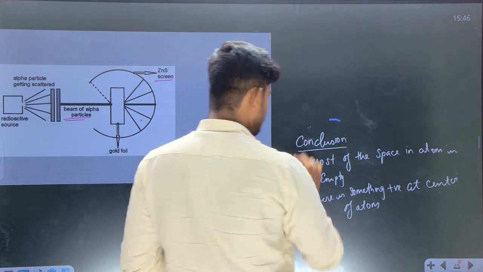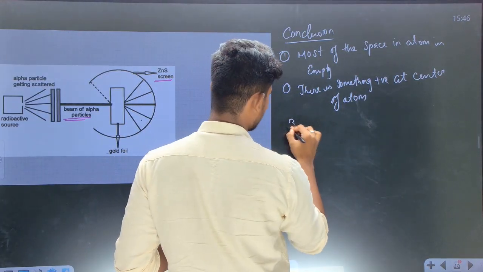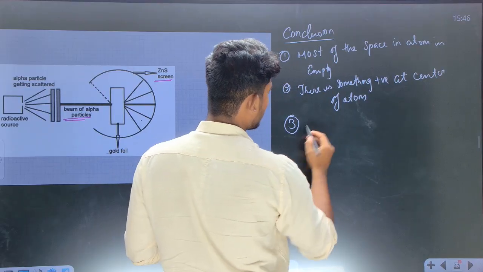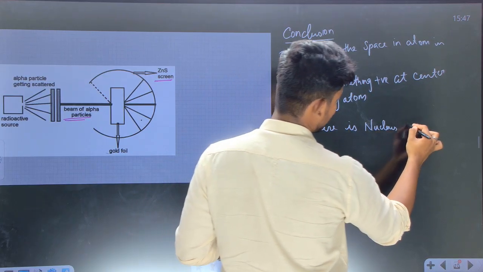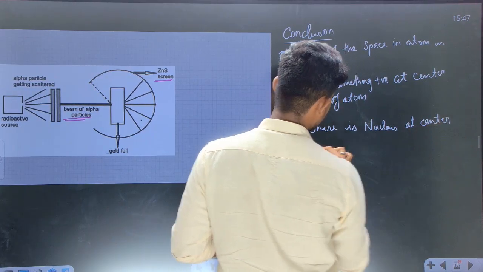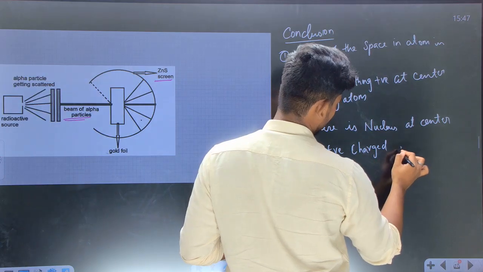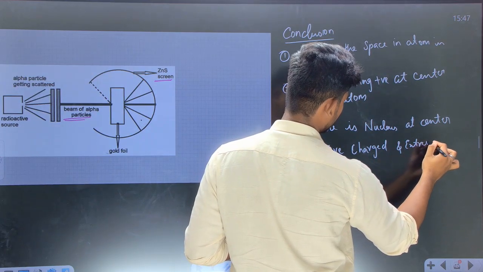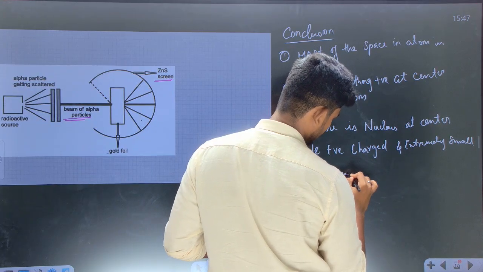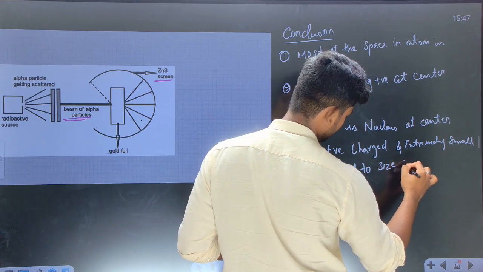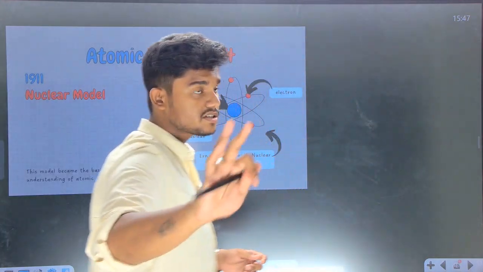And apart from these two conclusions, his third observation led to his third conclusion: there is a nucleus at the center that is positively charged and extremely small compared to the size of the atom. And so these were his three observations and three conclusions.